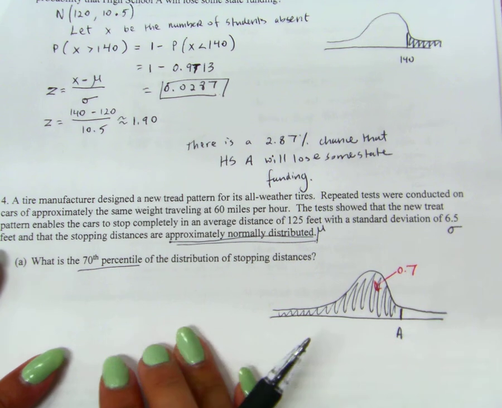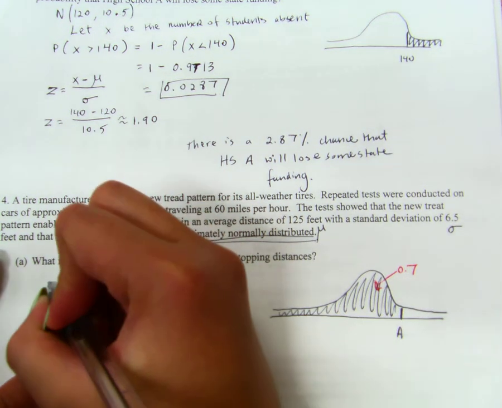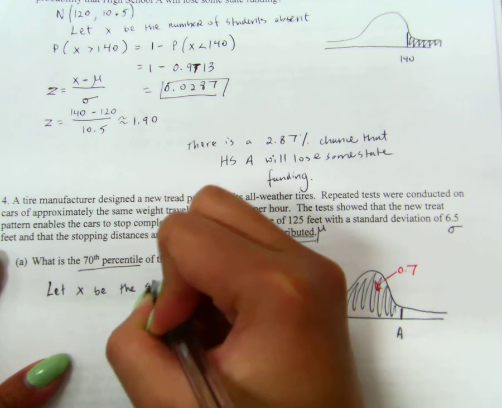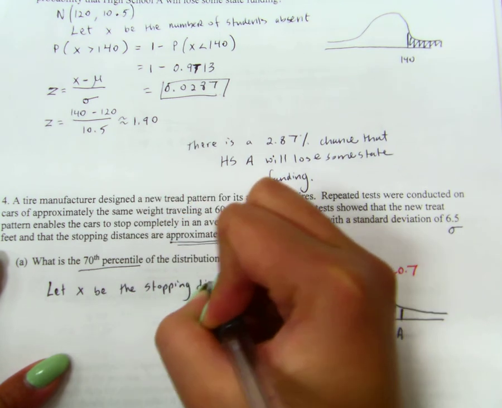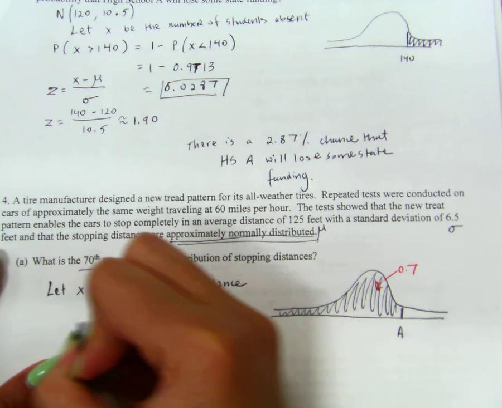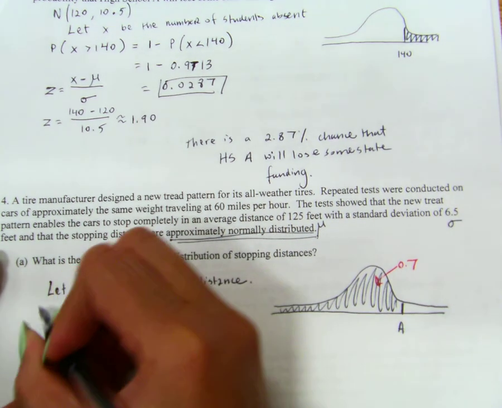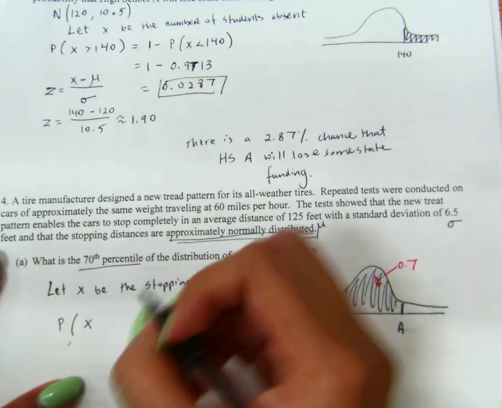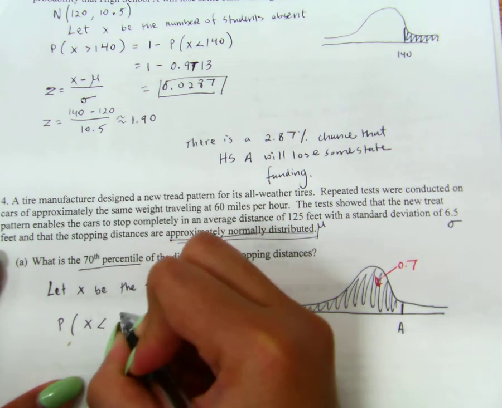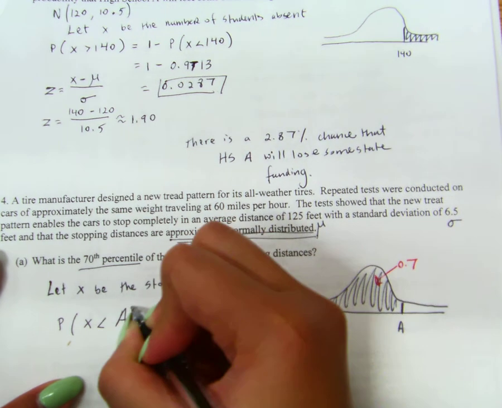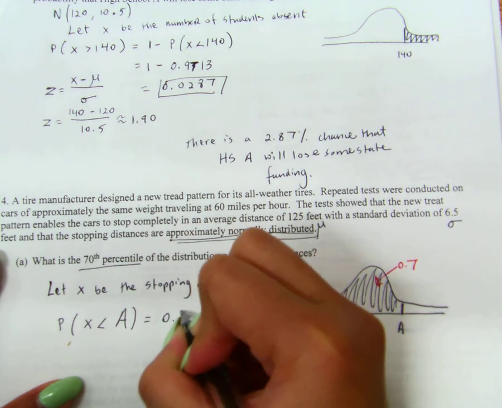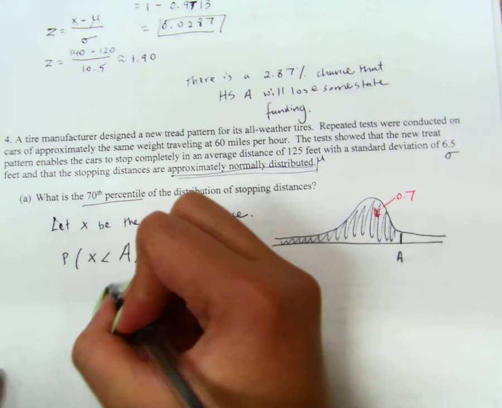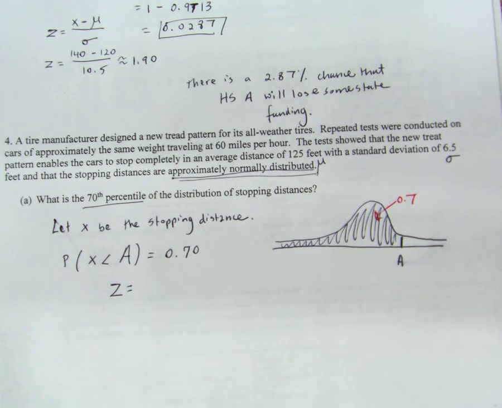And so if I'm going to write this out using my notation, I'm going to go ahead and say let x be the stopping distance. Okay, with the information, we have that the probability that the stopping distance x is going to be less than some number a, which I don't know, is going to be a 70% chance, right? Because that matches with the area. So we have 0.7.